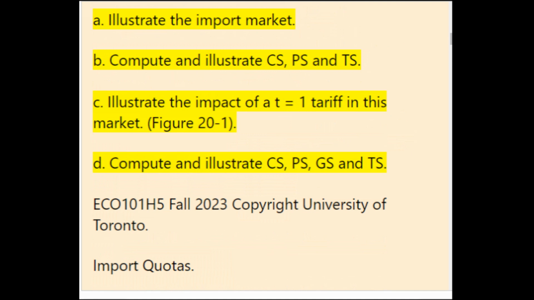C. Illustrate the impact of a T = 1 tariff in this market. Figure 20-1. D. Compute and illustrate CS, PS, GS, and TS.